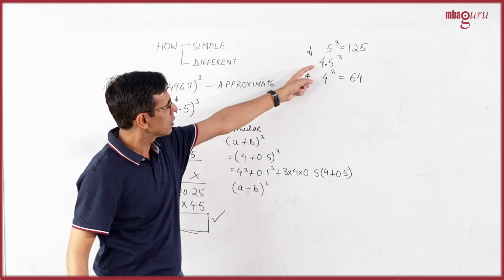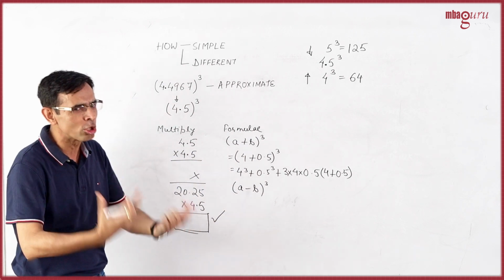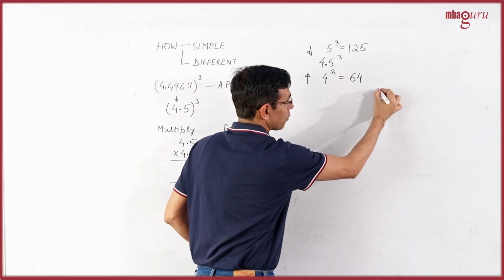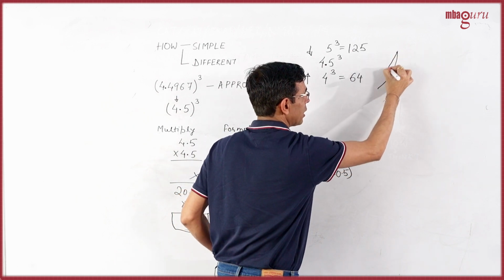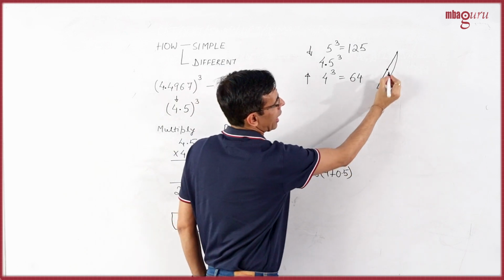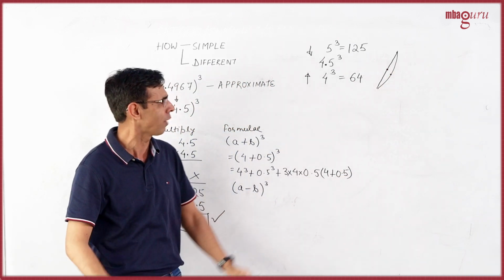अब 4.5 is in the middle of 4 and 5. So the cube should be somewhere close to the middle of these 2 points. Not exact, because cube का curve कुछ इस तरह से जाएगा. हम linearly extrapolate कर रहे हैं. So what we are saying is this value will be there. The actual value will be a little less than this. But as an approximate measure, this will work fine.